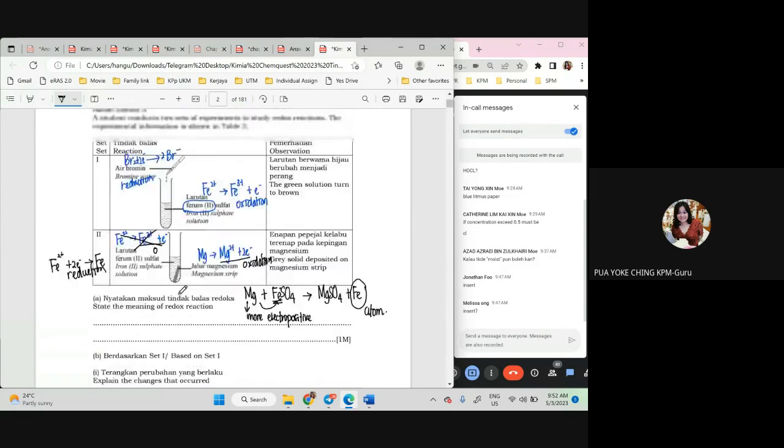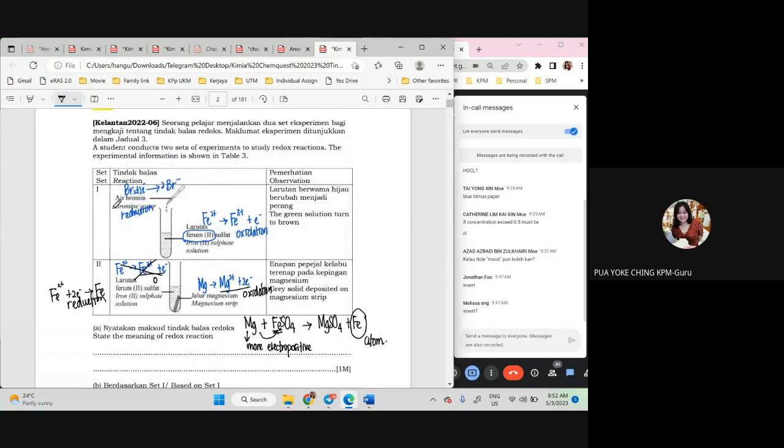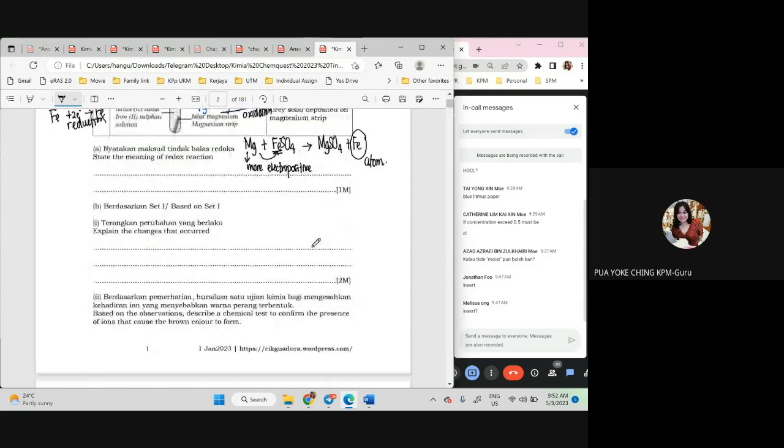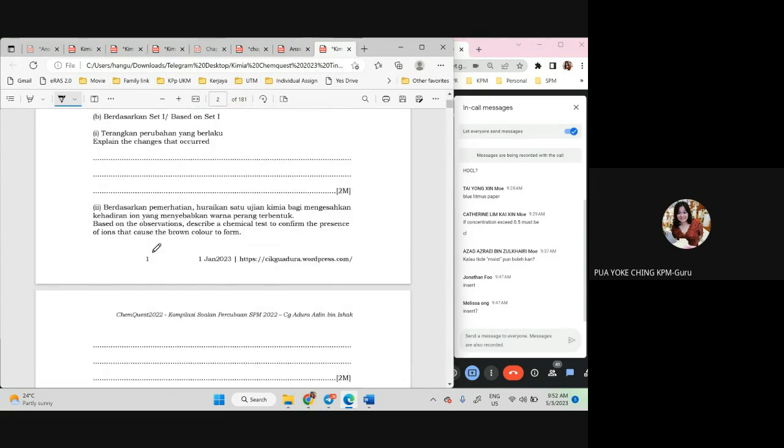For set 1. So for set 1, apa berlaku? Bromine is reduced to bromide ion by accept electrons. Okay, so that's why warna dia berubah. So this one, iron 2 ion, Fe2 plus is oxidized to Fe3 plus. So terangkan dua markah, you just explain lah. Okay, this is ujian kimia bagi menghasilkan yang berwarna perang. So, the kehadiran ion here is your Fe3 plus.